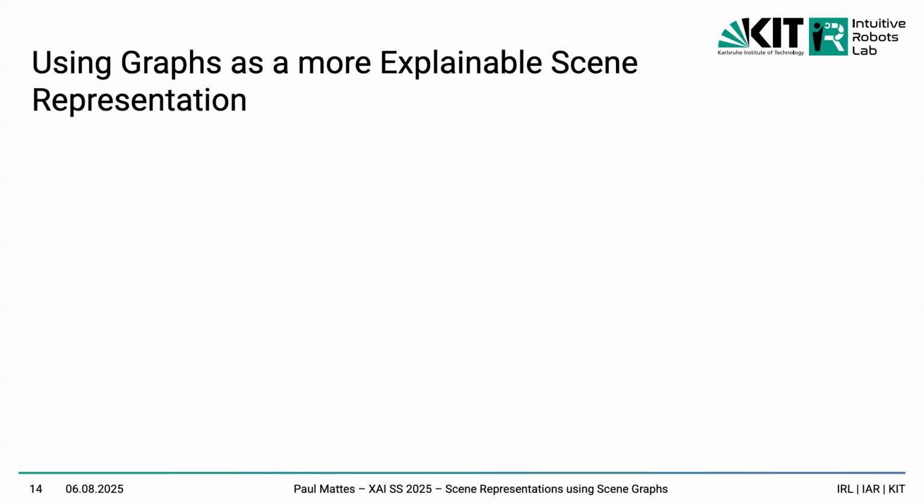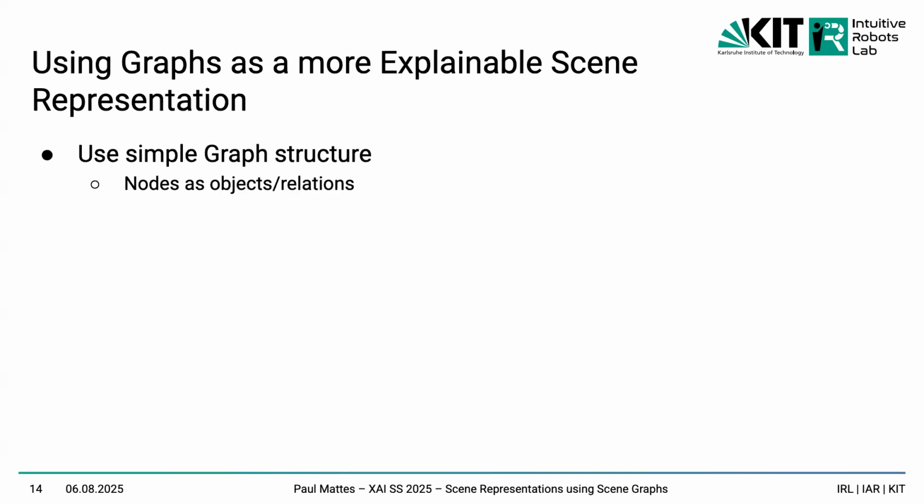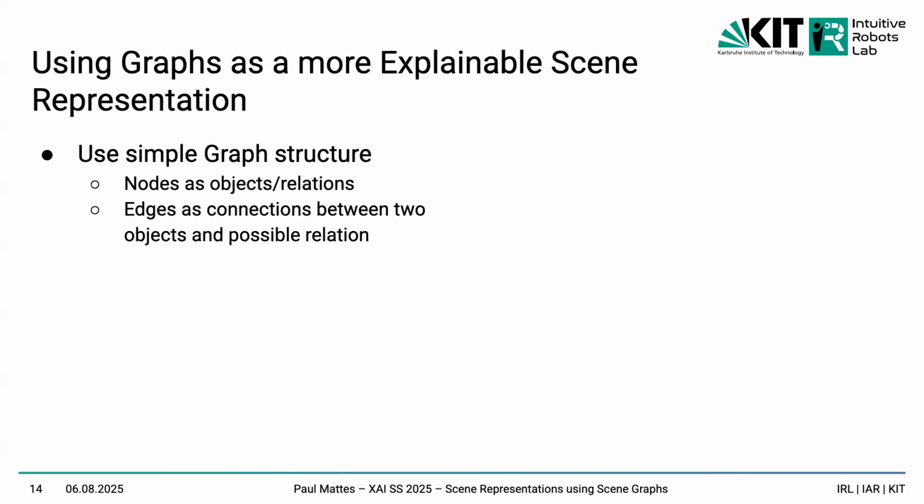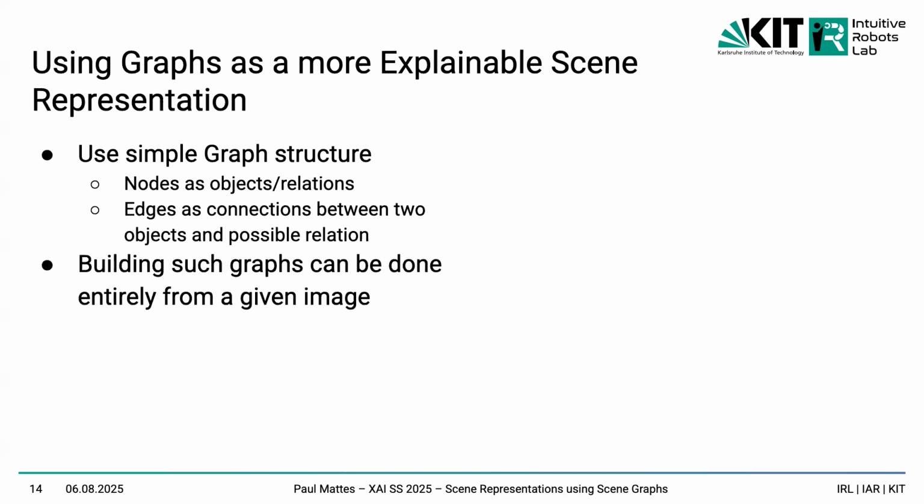The next thing is, what graphs should we use for explainable scene representation? It should be a simple graph structure. If I have a graph with 1 million nodes, this is not explainable. If I as a human look at that graph, that doesn't help me at all. We want objects and relations if possible. So, going back to the robot-related task, one node could be a robot, another node could be an apple, there could be a knife, and maybe some connections, because the robot can pick up the knife and then slice the apple. The edges should connect 2 objects and their possible relations.